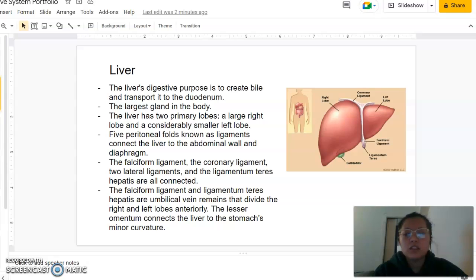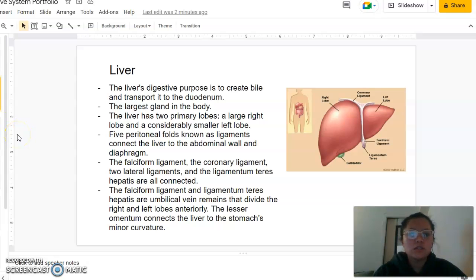So, chemical digestion in the small intestine relies on the activities of the three accessory digestive organs, which are the liver, the pancreas, and the gallbladder. But in this presentation, I'll be talking about the liver and the pancreas in regulating digestion. So let's start with the liver.